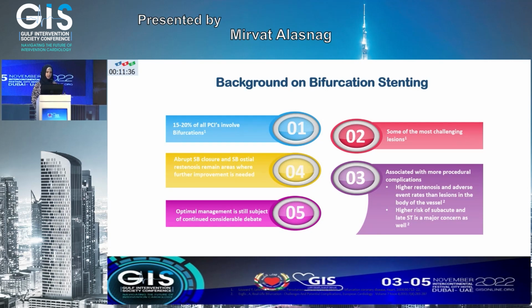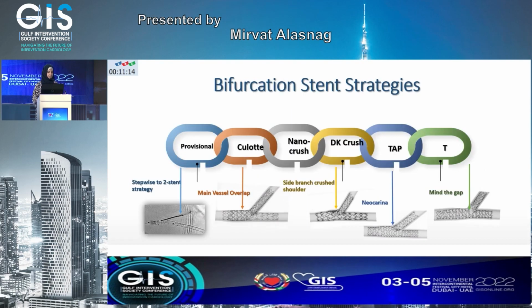And they are the most challenging, primarily because they have higher rates of complications, stent thrombosis, and in-stent restenosis. One of the most dreaded is obviously losing your side branch. So optimal management, to date, 2022, remains debatable. We have some data that has been published, but you do see a lot of variation in the data.